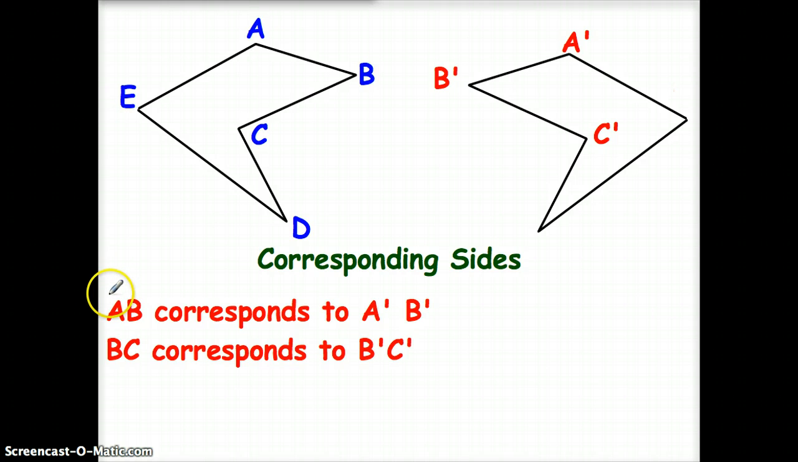When you are listing these, make sure to put this line above the top. That means that it's a line segment. So line segment AB corresponds to line segment A prime, B prime. Line segment BC corresponds to B prime, C prime. We can also have a corresponding part between CD and C prime, D prime. Between DE and D prime, E prime. And from EA to E prime, A prime.